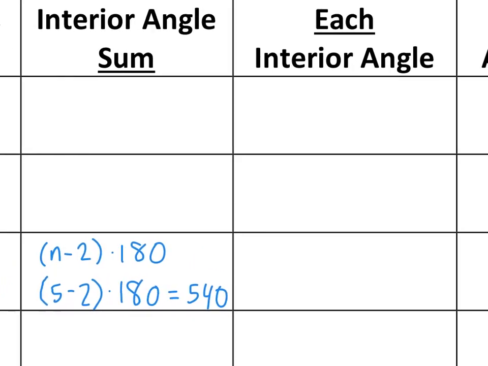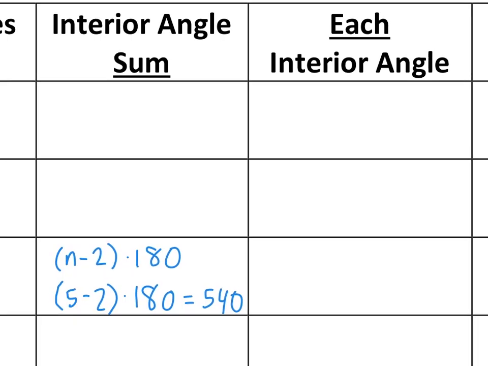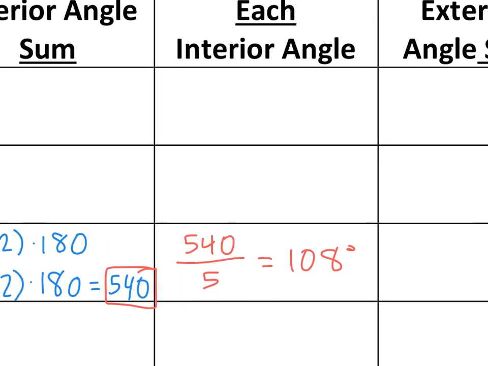Now, if we want to know each interior angle measure, we have to take our sum, which was 540, and divide it by how many angles we have. And in a pentagon, we have 5 angles. So that will become 540 divided by 5, which equals 108. So each interior angle is 108 degrees.